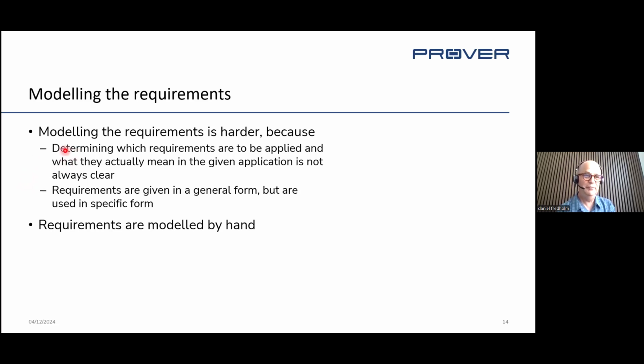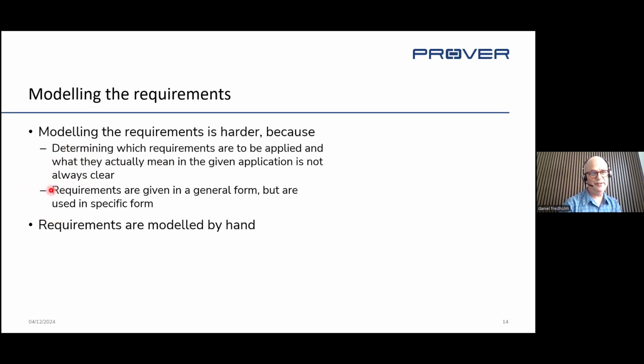So here one could say that this is really where the domain knowledge comes into play: how this determining is actually done. You need to know how these systems work in order to do this in a good way.